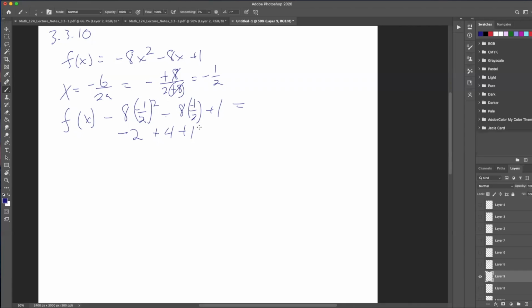Did I write this? Hold on. Somehow I'm not getting the right number. This is 5 minus 2, which is 3. No, I'm getting the right number.